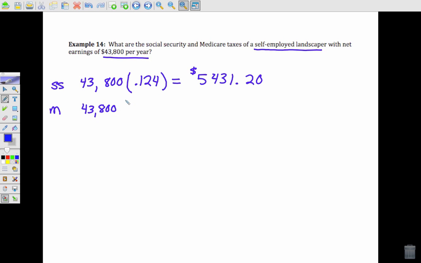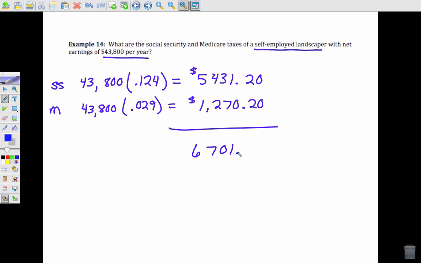Now for medical, you take your $43,800, which is again for the whole year, times the percent, which is 2.9%, so 0.029, and multiply that and you get $1,270.20. All right, that's how much is being contributed for this tax. If you want to total that up, then our total is $6,701.40. Again, it's because of the self-employment that we have to double our rate for Social Security and also for Medicare.